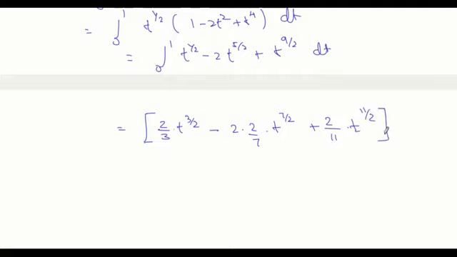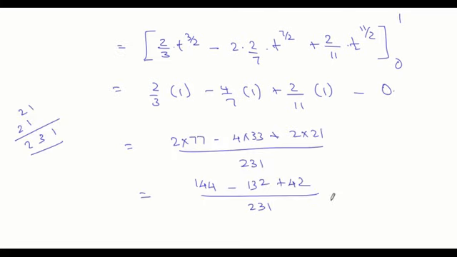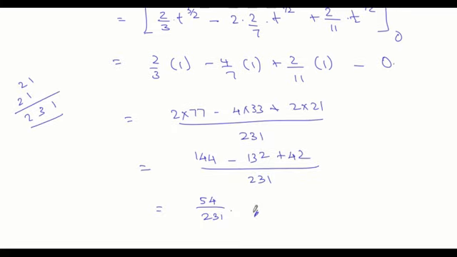That's all, children. Okay, but we can apply the limit 0 and 1. So that means it is 2 by 3, this is 1, minus 4 by 7, this also 1, plus 2 by 11, this also 1, then minus 0 only. Okay, we get 54 by 231 is the answer, children.